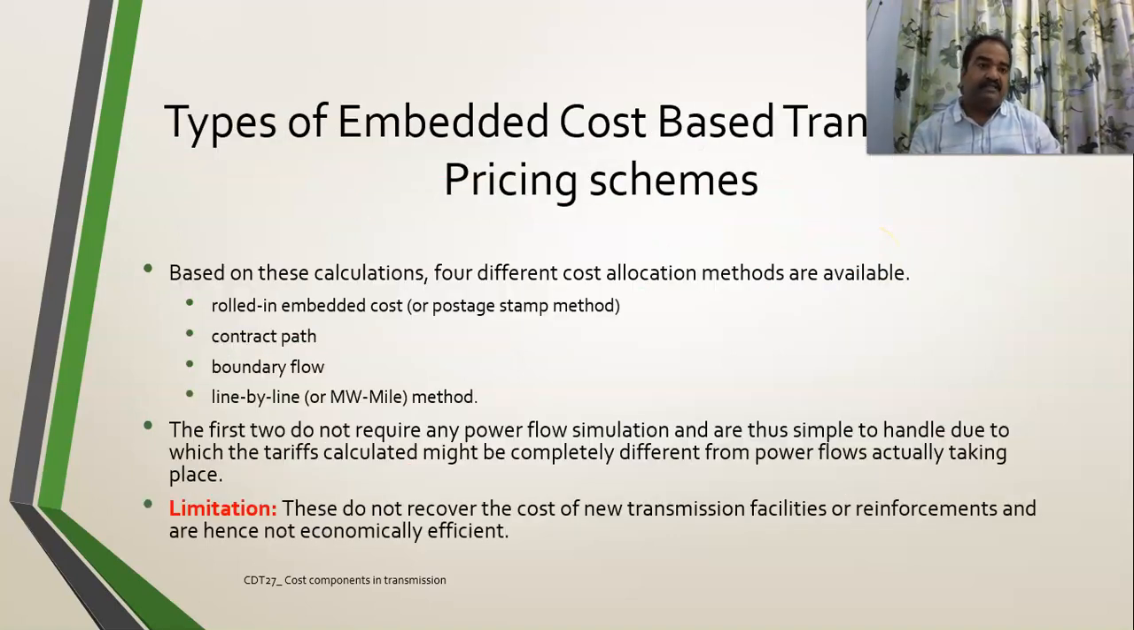And there are different schemes of embedded cost-based transmission pricing. One is the postage stamp method, rolled-in embedded cost. The second one is contract path. The third one is boundary flow. The fourth one is the megawatt mile method, which is used extensively nowadays. In rolled-in embedded cost and contract paths, we don't utilize the optimal power flow solution, and they are very simple, so I don't go deeper into them. Whereas the other methods require OPF, optimal power flow, to be done before I allocate transmission services.